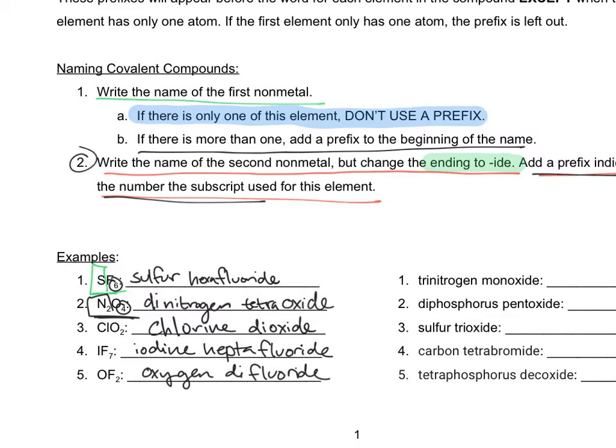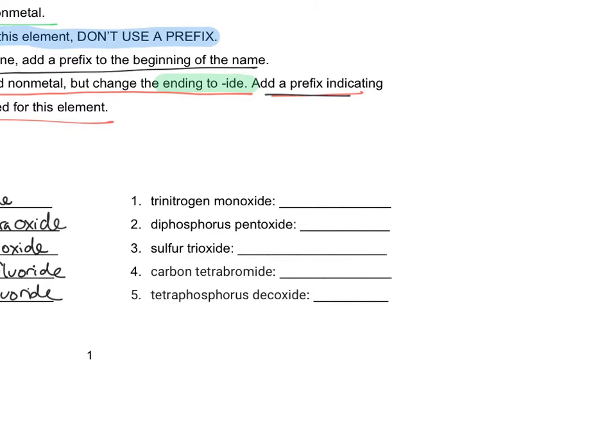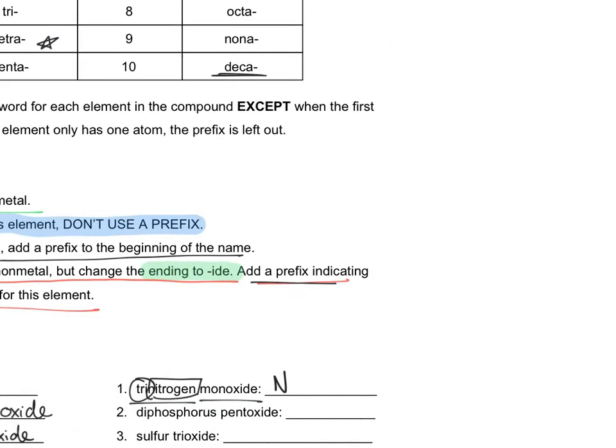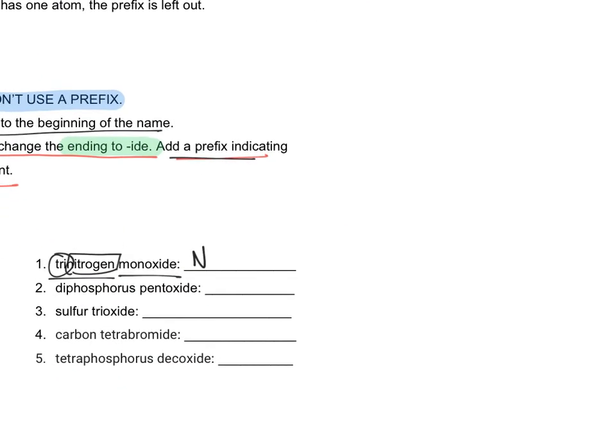Now over here on the other side, we've got some names that we're going to change into formulas, starting with trinitrogen monoxide. Trinitrogen is the element nitrogen. You can see the word in there. So write N for nitrogen. And this prefix, tri, is going to tell us the number of atoms of nitrogen. So tri is up here. There's tri. It means 3. So I'm going to put nitrogen with a little 3.